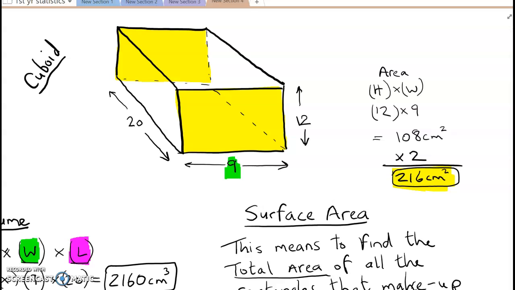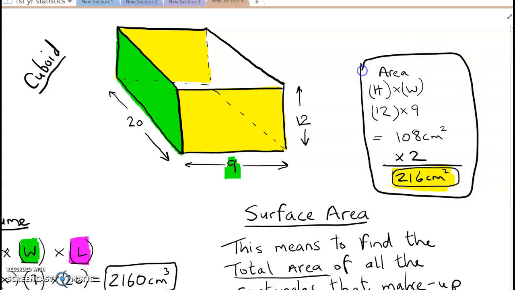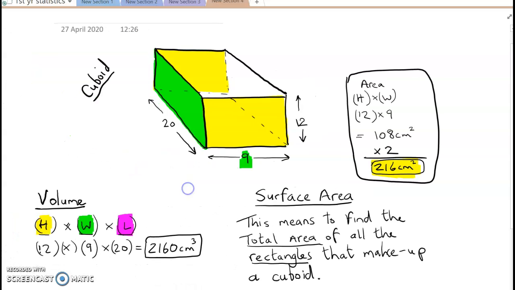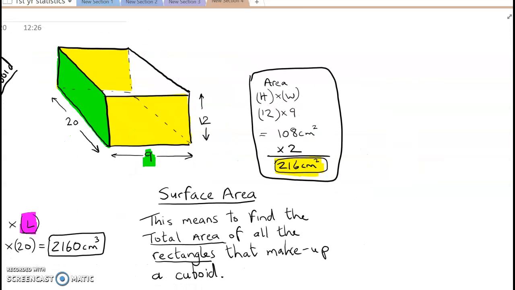Now, where else are there rectangles? Well, there's a rectangle here. We need to find the area of that rectangle. How do we find the area of that rectangle? Well, it's the same as what we did over here. Height by width. Zoom out a little bit. The area would be height by width. So what's the height of it and what's the width of it? So take a look at that green rectangle now. What's the height of it?